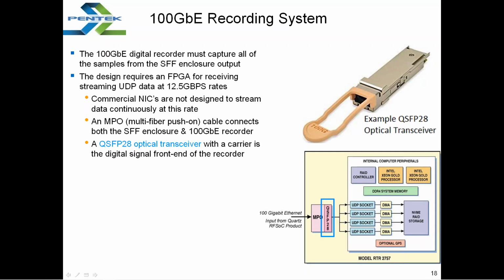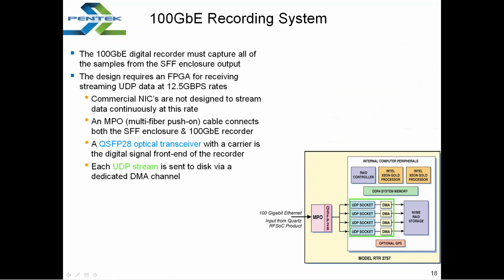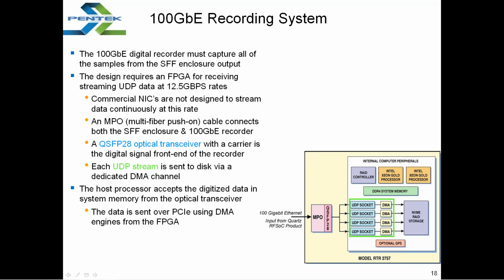Now, a QSFP28 optical transceiver, or 100 gigabit optical transceiver with a carrier, is the digital signal front end of the recorder. We see the example optical transceiver on top, and then we look below at the block diagram and we see the blue rectangle where the QSFP28 is located. Each UDP stream that's sent to disk via the dedicated DMA channel is illustrated in the green rectangle.